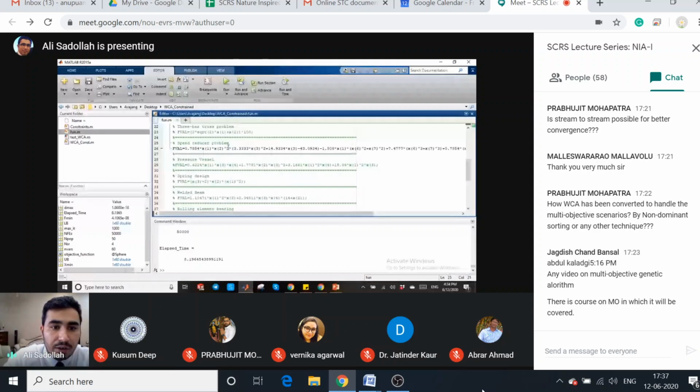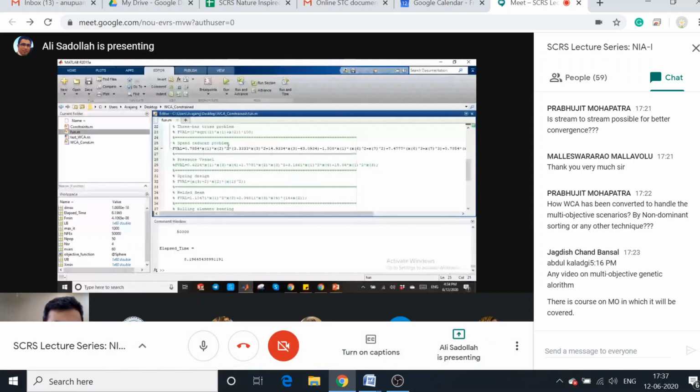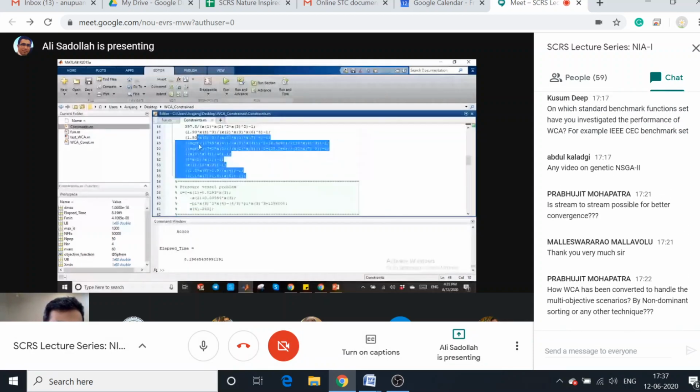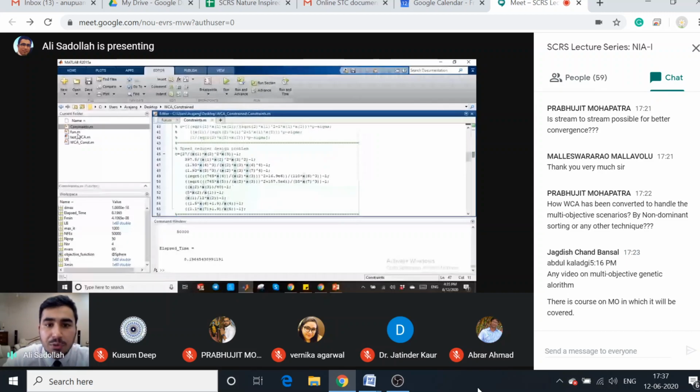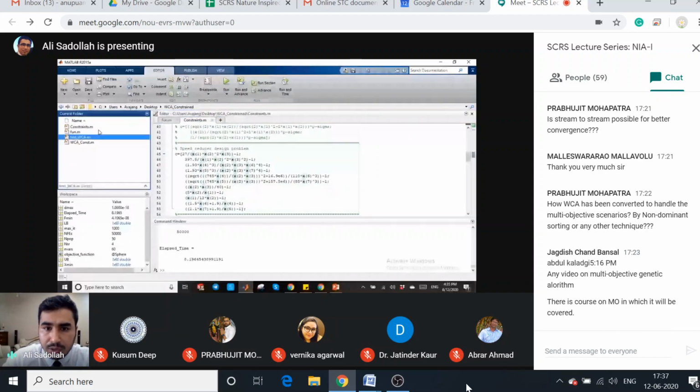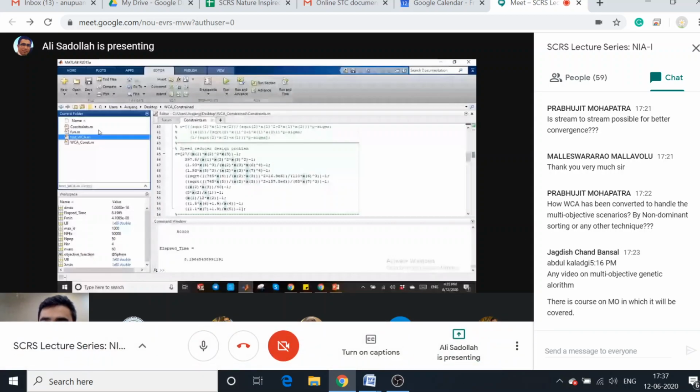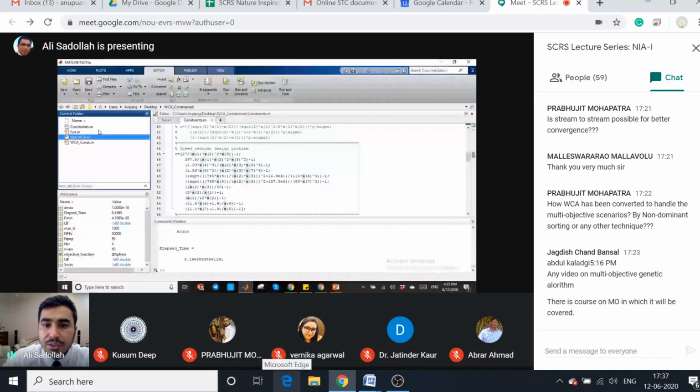This is the constraint of the speed reducer. We have constraint 1, constraint 2, constraint 3, 4, 5, 6, maybe 11 constraints, and we have a function, and we have a main code for run, and we have a WCA constraint version. So for the WCA constraint version, in addition to the objective function, we have a constraint here. We have the objective function, and the rest are the same.